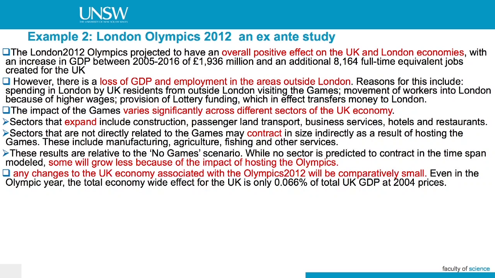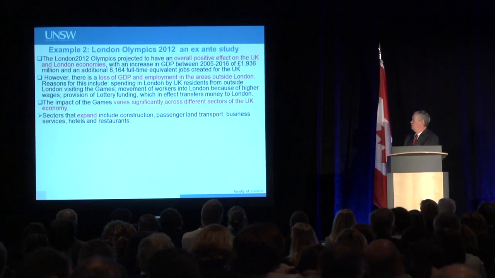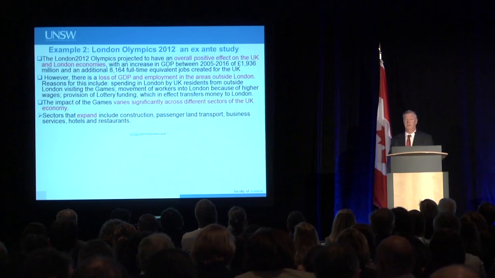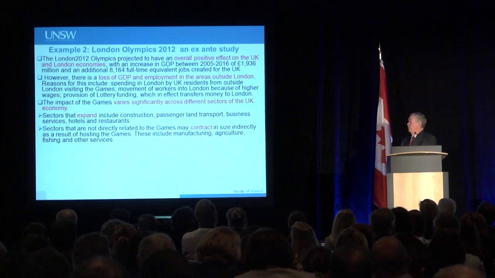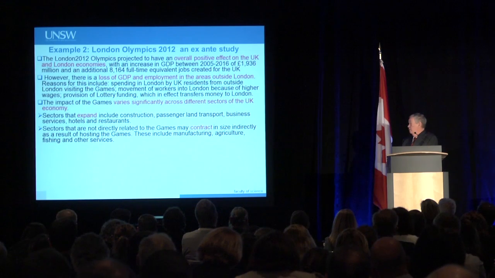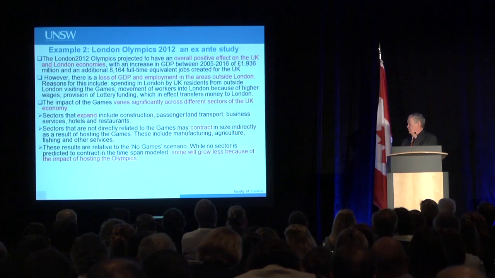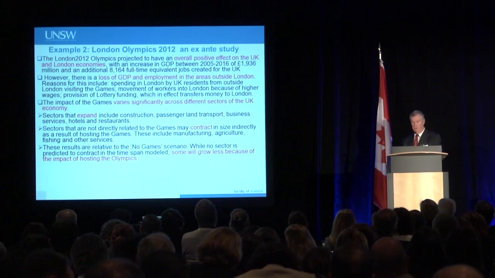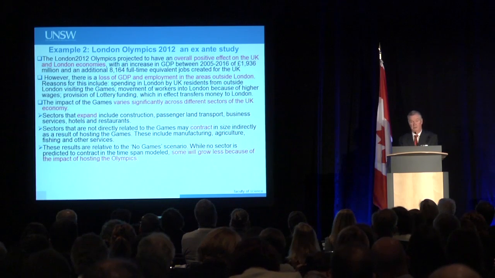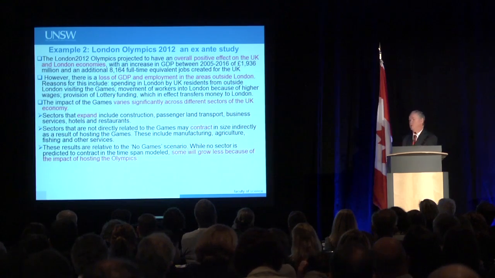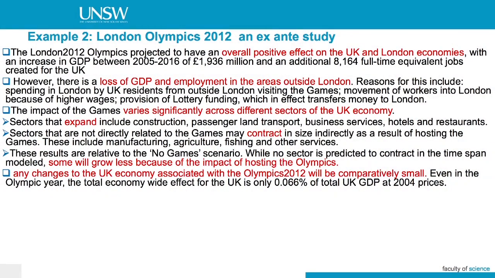The impact of the Games varied significantly across different sectors of the UK. Sectors expanding included construction, passenger land transport, business services, hotels and restaurants, just as we'd expect. However, the simulations showed that certain other sectors would contract in size: manufacturing, agriculture, fishing and other services. Now, while no sectors actually contracted, the modelling was against the base case scenarios of growth and showed that these sectors expanded less than they otherwise would have because of the Games. Overall, the effect of the Olympic Games on the UK economy was projected to be 0.066% on the national GDP.